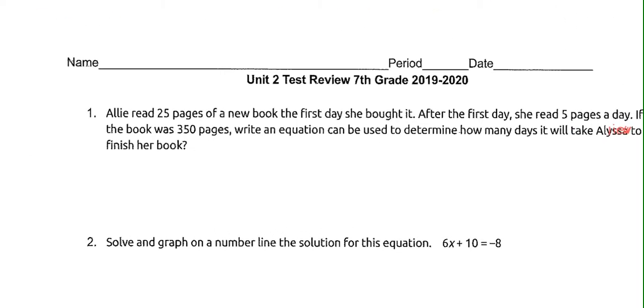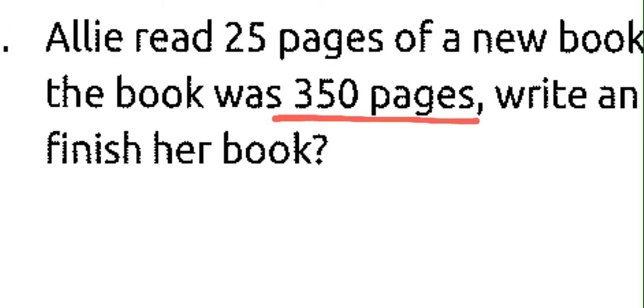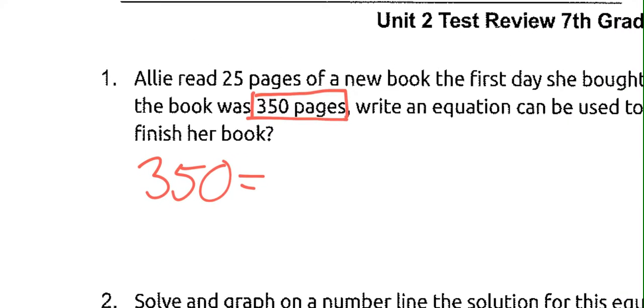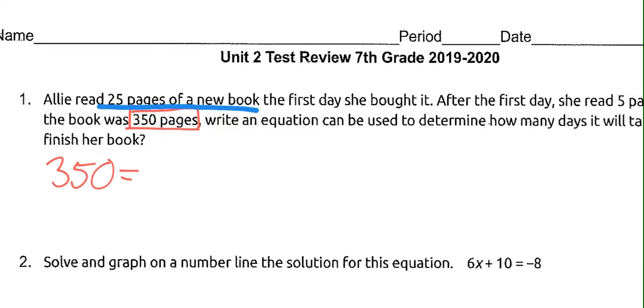So now here's what we're going to start with. We know that the book is a total of 350 pages. So that is the amount that we are going to start with for our equation. It has to be 350 is going to equal what is happening in the rest of the situation. Allie read that 25 pages on the very first day. So that only happens one time. She read the 25 pages in one day. She's not necessarily going to do that much every single day.